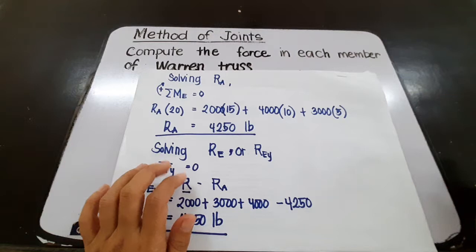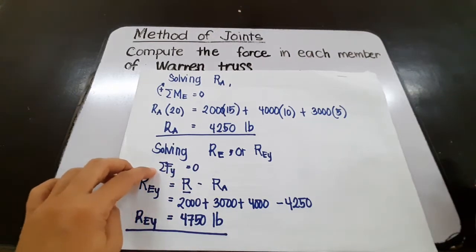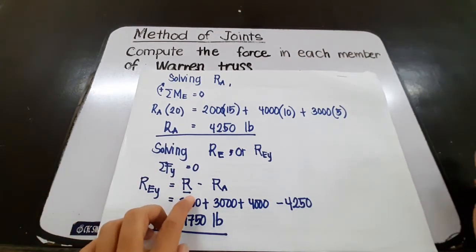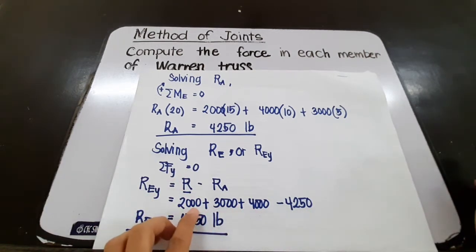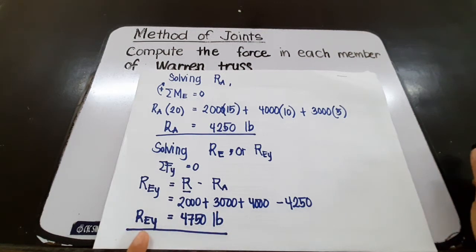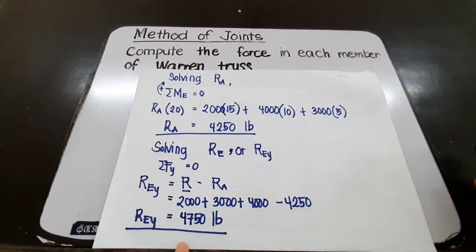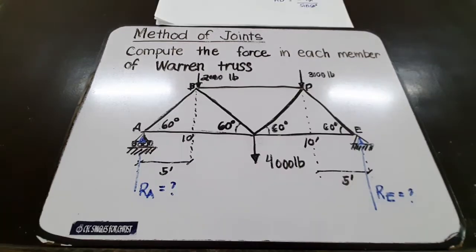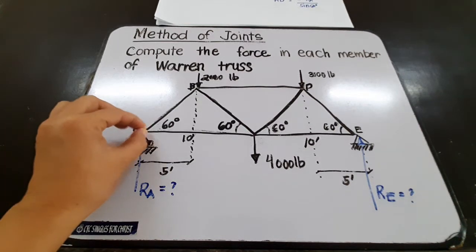And solving for that, we get the summation of all forces along Y, and that would be equal to the resultant. The resultant is the sum of all the three external forces, 4,000, 3,000, and 2,000, minus the reaction at A, roller A. So we can have the reaction of E equal to 4,750. In solving for the method of joints, we consider each pin.